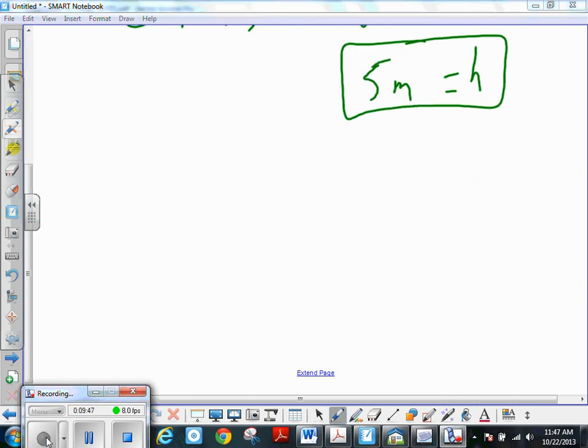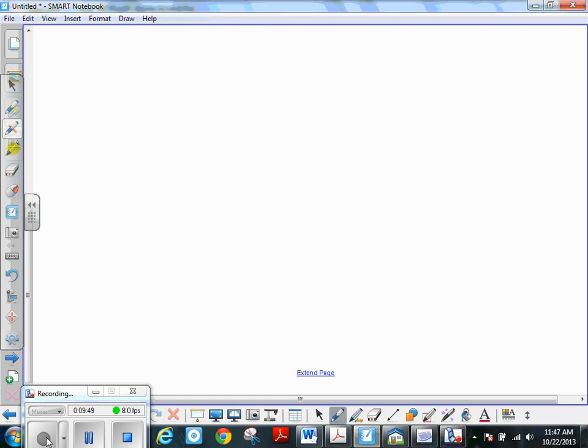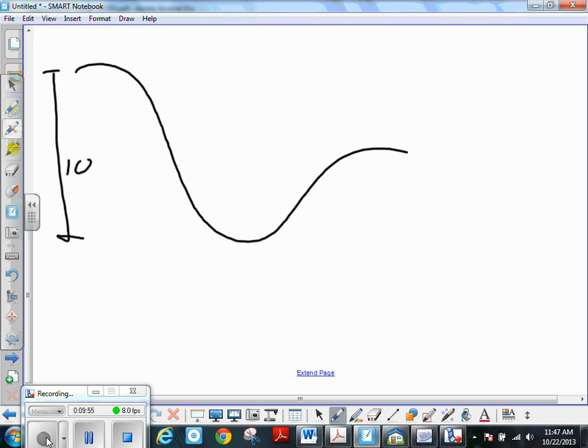A couple more examples. Let's say that you built a roller coaster that goes like this. Okay? And let's say that this height here is 10. This height here is 5. And let's say that my v sub naught up here is 0. But the question is, how fast will it be going at this point, as long as it's a completely conservative roller coaster?